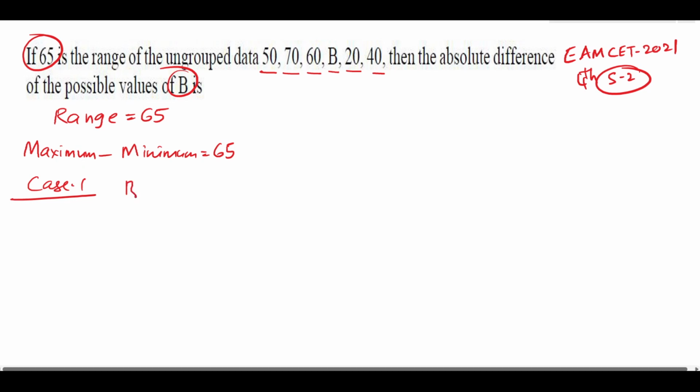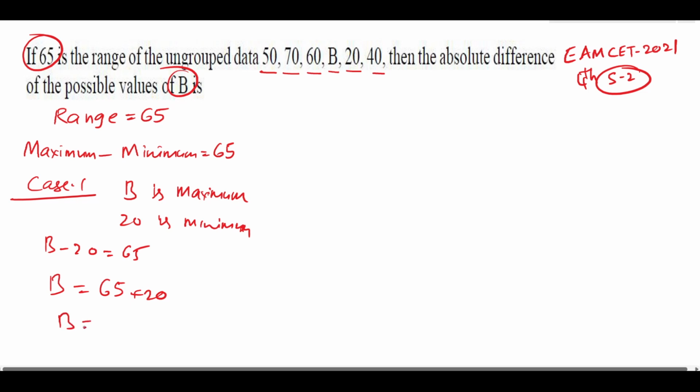Case 1, B is maximum. If B is maximum, 20 is the minimum value. So substituting in this formula, maximum B minus 20 is equal to 65. From this, B is equal to 65 plus 20, B is equal to 85.